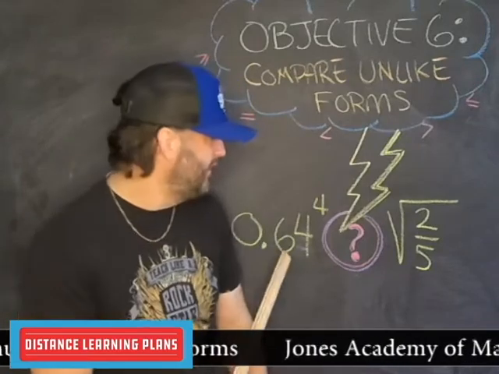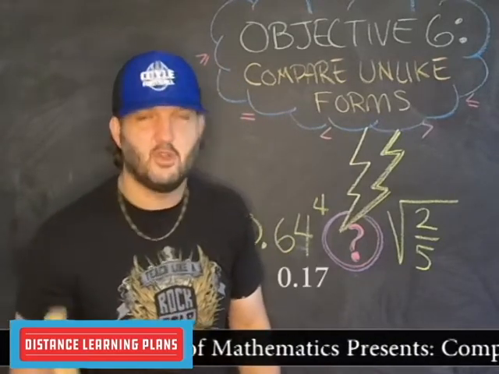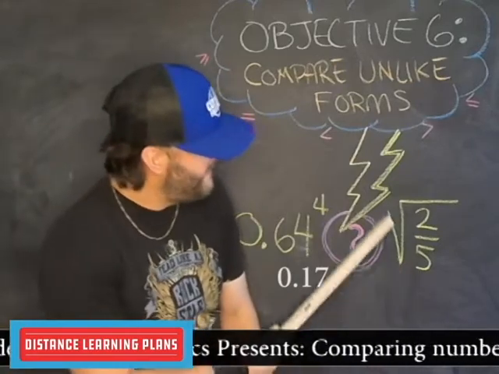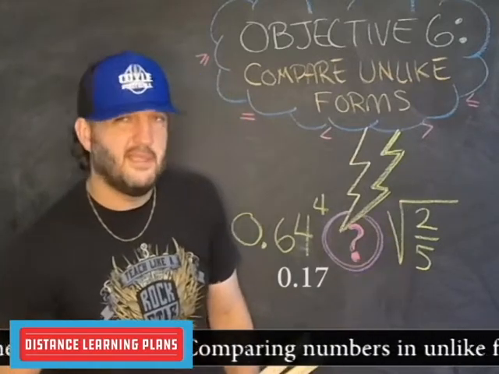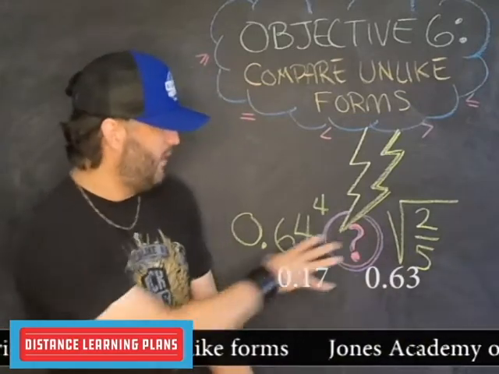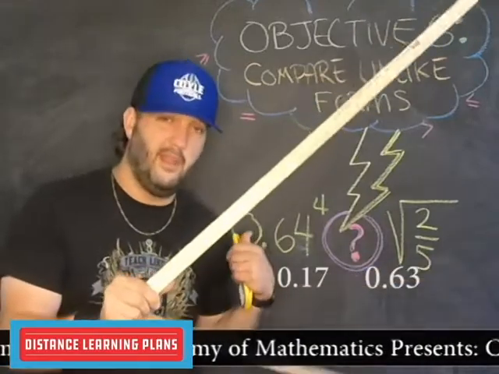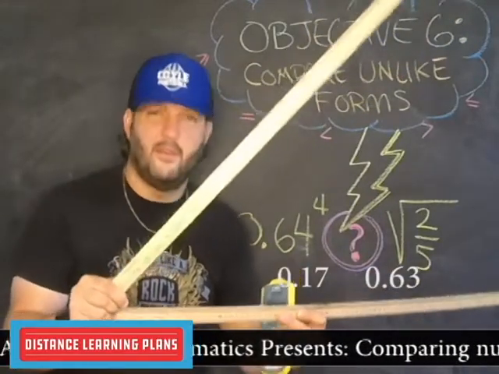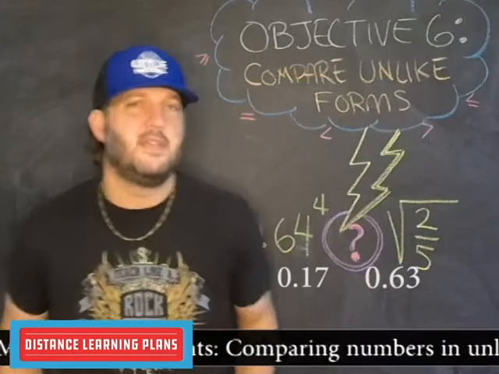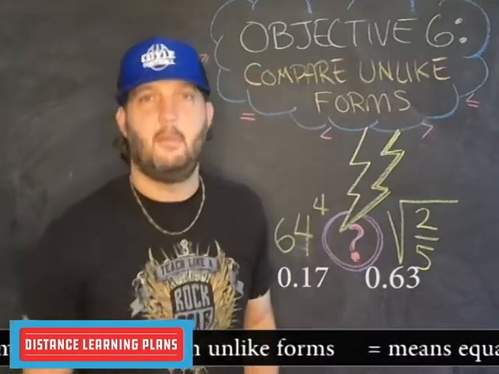So if you looked at this one right here, if I told you it's pretty much like 0.16 or 0.17, and then this one that says square root of 2/5 is really 0.63, well, we're going to go ahead and say, okay, the one on the right's bigger, so we'll say this sign. The one on the left is less than the one on the right. Let's take a look at the document camera, and I'll show you how to use this tool to convert these into decimals and make that decision.